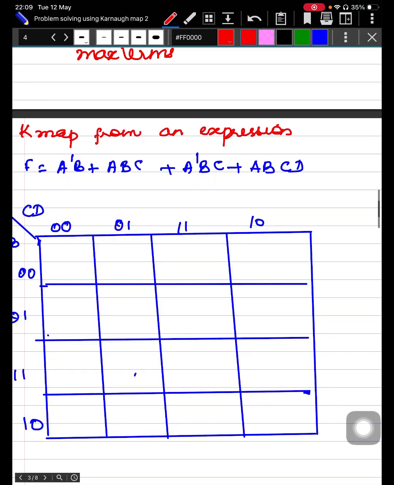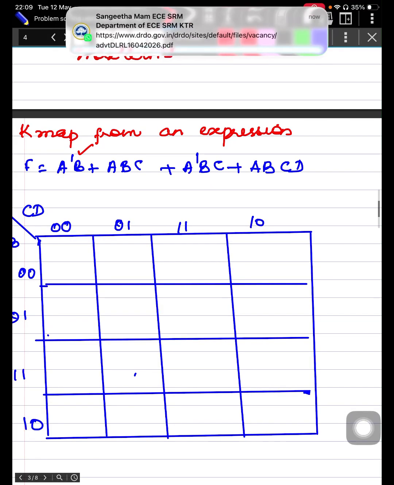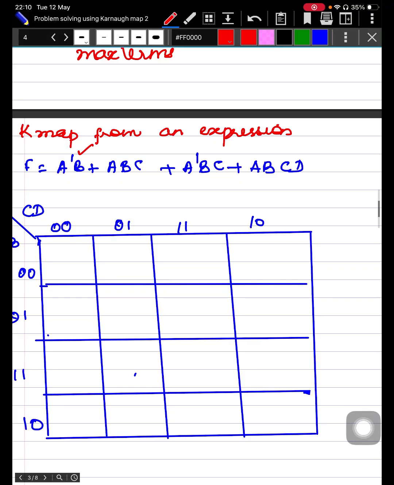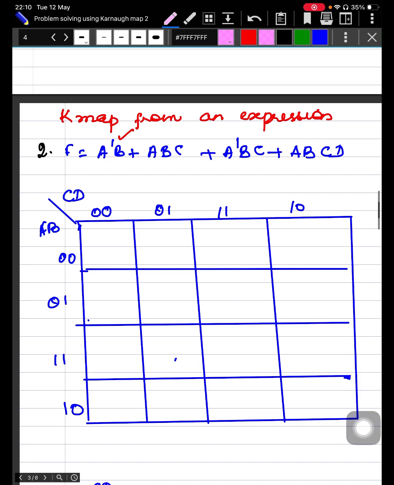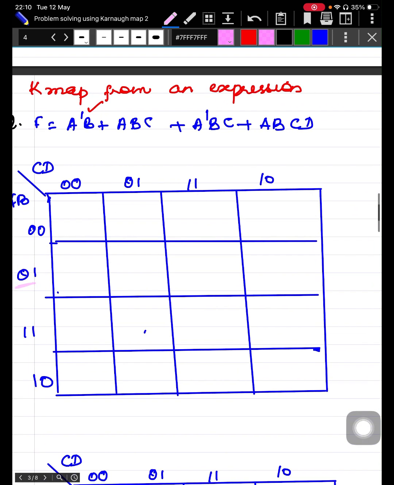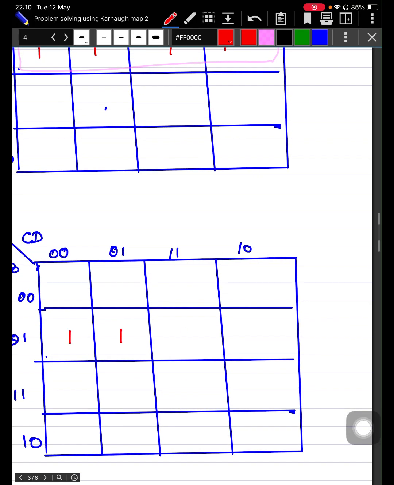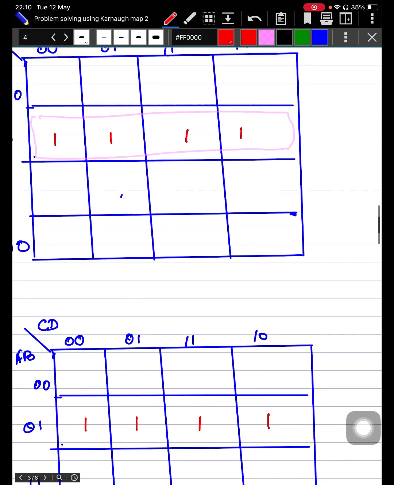First I'll take f is equal to A dash B. F is equal to A dash B means A is 0 and B is 1. So this complete row will be A dash B, right? So for this complete row, I can plot 1, 1, 1, 1. Am I right? I'll plot the same thing here: 1, 1, 1, 1.